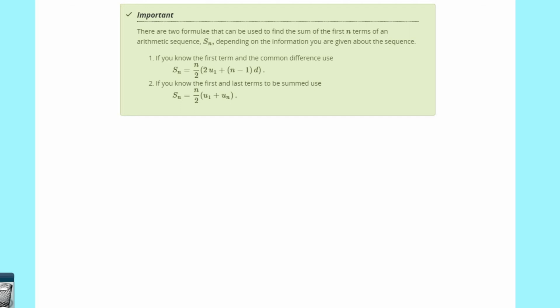Alright, so important, there are two formulas that can be used to find the sum of the first n terms. Okay, they're exactly the same. One is just written out exactly what the nth term is. Because notice the nth term is just the first term plus n minus 1 times d. Well, when you add the first term there, that's where that came from. That whole thing, they're the same exact equation, they're just written differently. So I just wanted you to notice that.